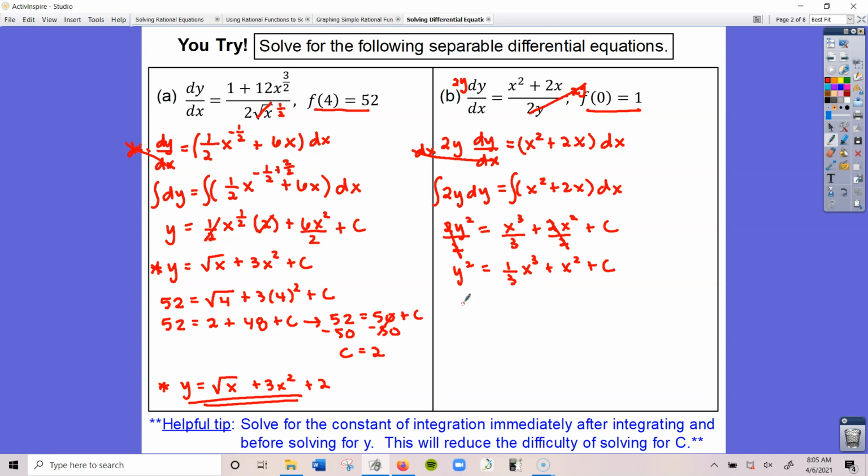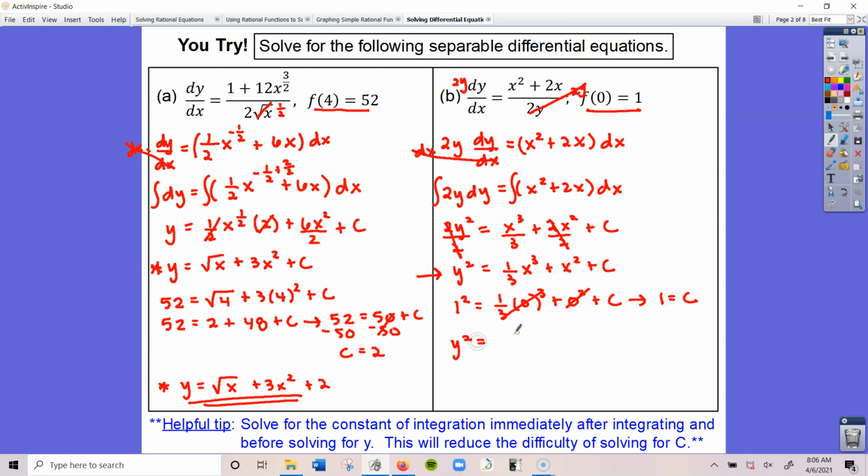So I'm going to plug in the 1. So for the y, that's 1 squared is equal to 1/3 0 cubed plus 0 squared plus c. So this makes it a lot easier because what I have here is 1 is equal to c, since this is all 0. So now I have here my general solution.